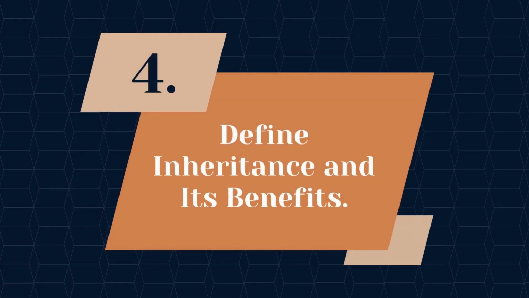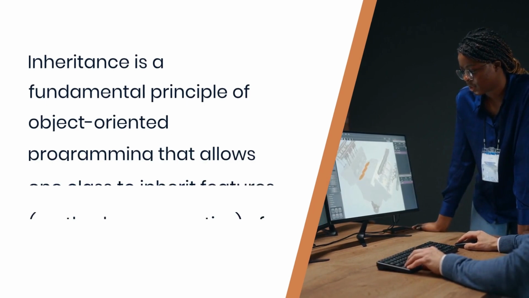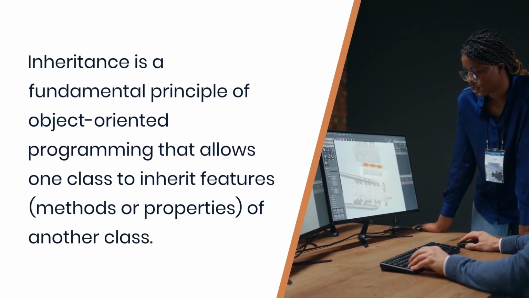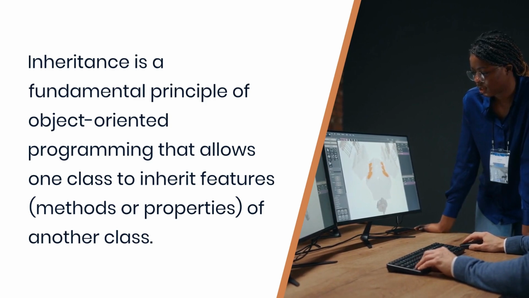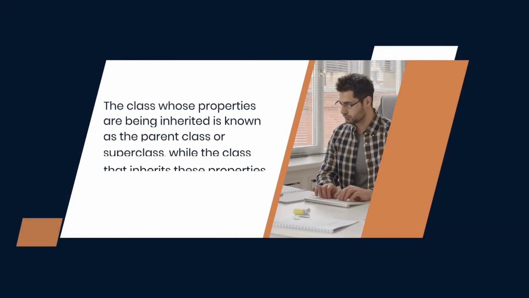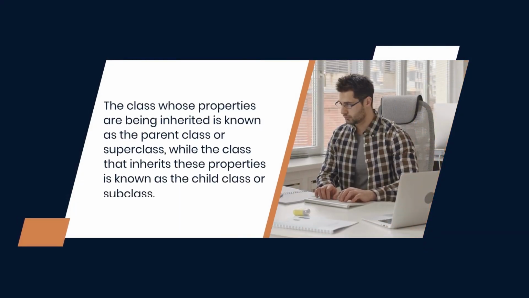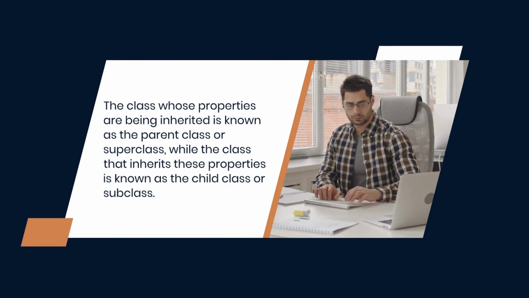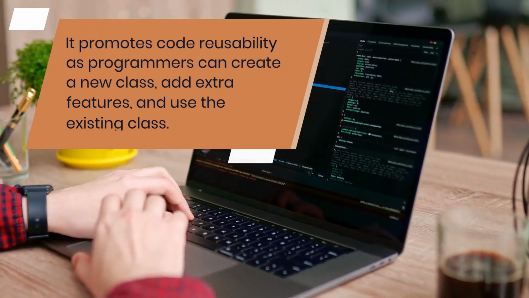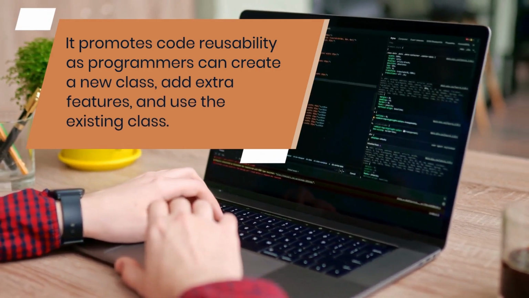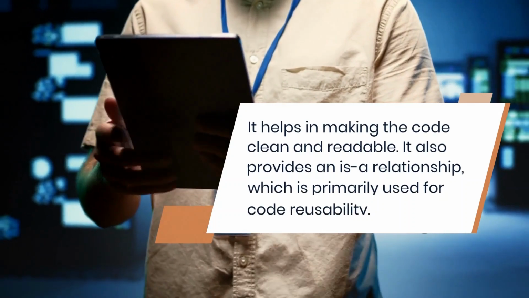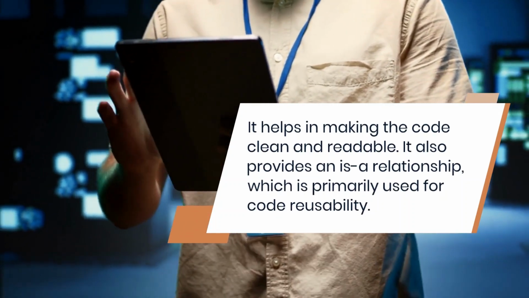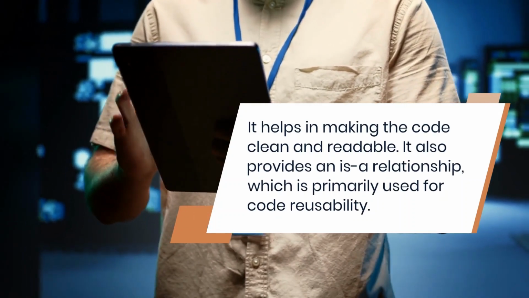4. Define inheritance and its benefits. Inheritance is a fundamental principle of object-oriented programming that allows one class to inherit features, methods, or properties of another class. The class whose properties are being inherited is known as the parent class or superclass, while the class that inherits these properties is known as the child class or subclass. It promotes code reusability as programmers can create a new class, add extra features, and use the existing class. It helps in making the code clean and readable. It also provides an is-a relationship, which is primarily used for code reusability.